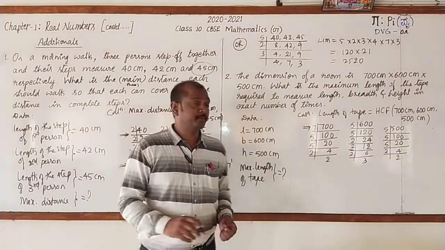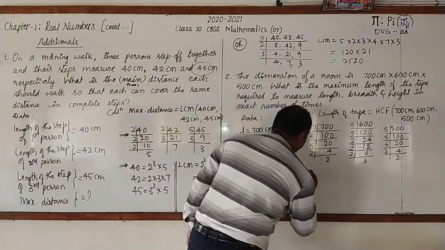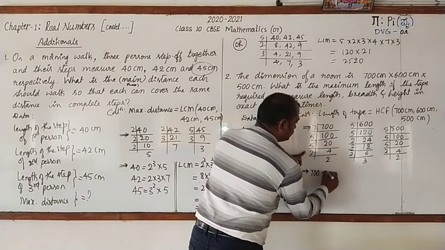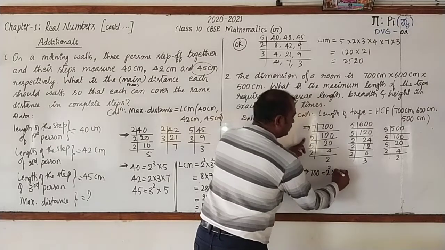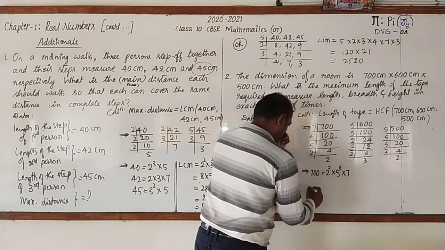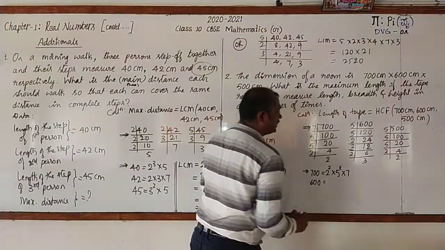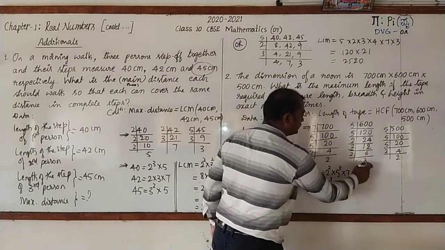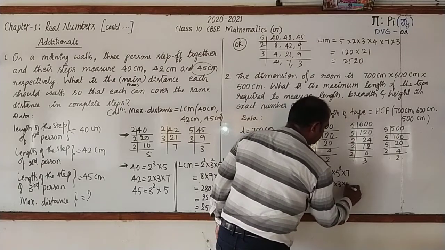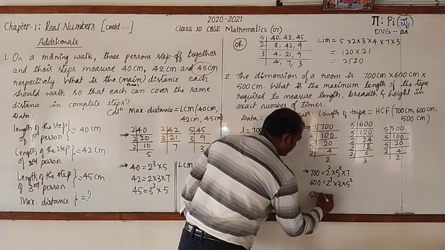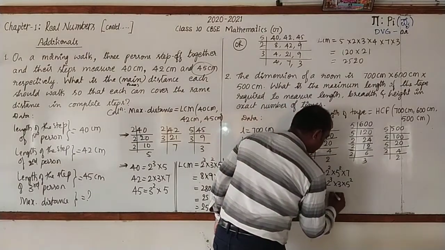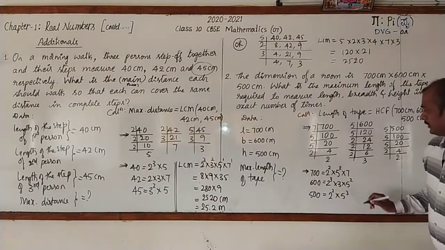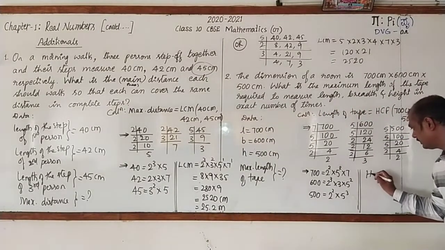Now let us write the prime factorization of each number. Here I will write 700 is equal to 2 is repeated how many times? 2 times, 2 square into 5 square into 7. Next 600 is equal to 2 repeated 3 times, 3 one time, 5 two times. Next 500 is 2 square into 5 cube. Clear?